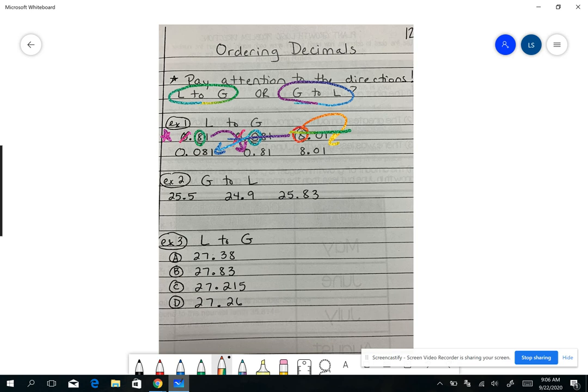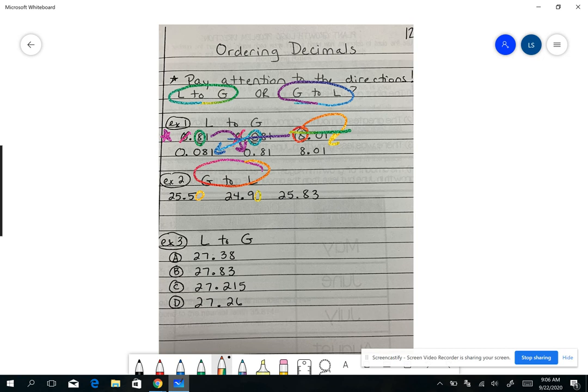Let's look at example number 2. This time we're going greatest to least. So you could think of it as money in this case. This is $25.50. This is $24.90. This is $25.83. So we want to start with the biggest.